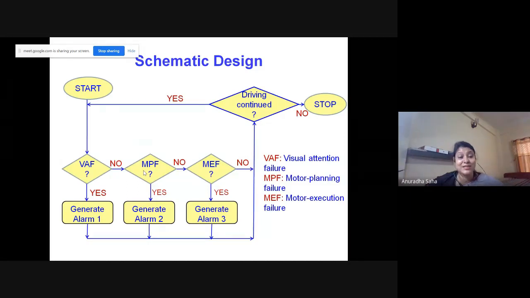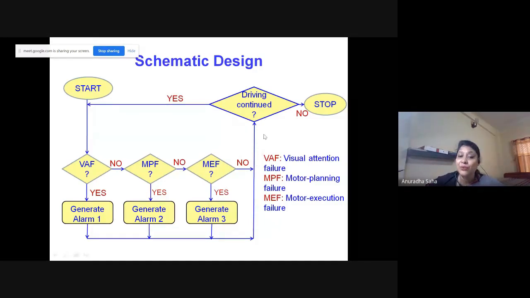That is basically associated with the motor planning failure. Whenever we check whether the driver is having a motor planning failure or not, and if it is found that yes, the driver is experiencing the motor planning failure, that means he fails to plan the correct motor intention within the stipulated time, obviously alarm 2 will be generated. If the driver is not having any kind of motor planning failure, then we should move further to check whether the driver is experiencing any kind of motor execution failure. If yes, obviously alarm 3 will be generated.